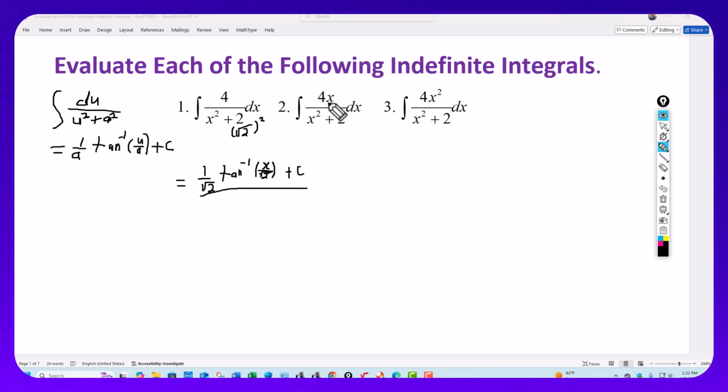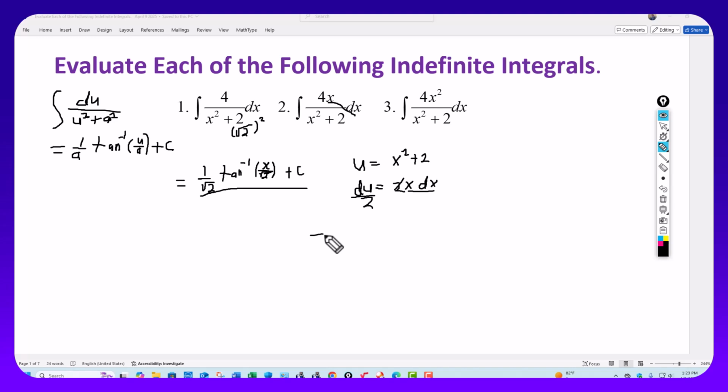The second is a little bit different because you have a 4x here. So in this case, what we'll do is we'll let u equal the denominator. Then du would be the derivative of x squared plus 2, which would be 2x dx. Derivative of 2, of course, is 0. And then we got right here x dx. The x dx could be replaced by du over 2, and that'll divide into the 4.